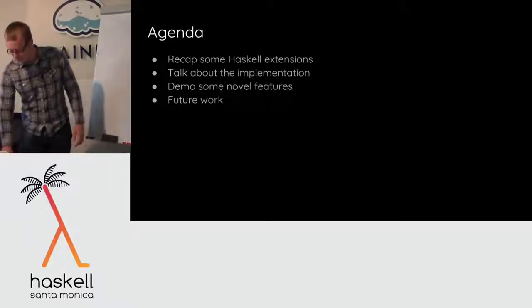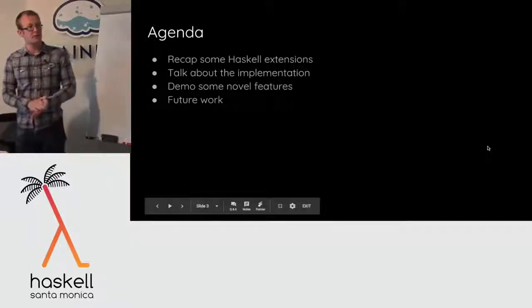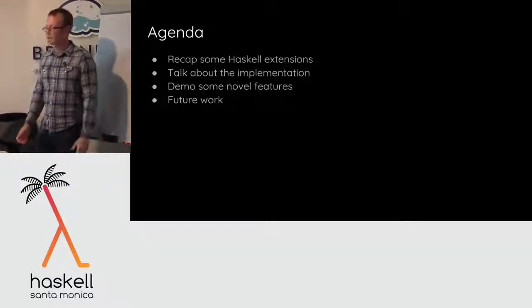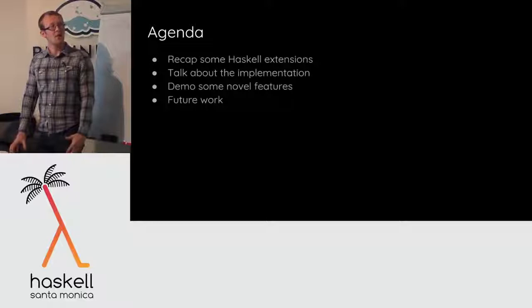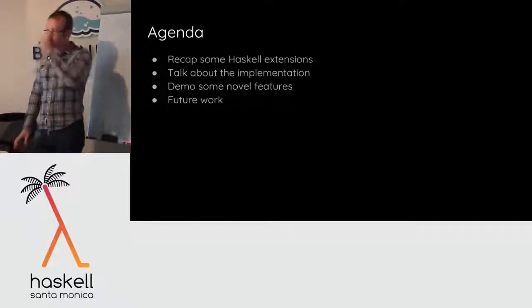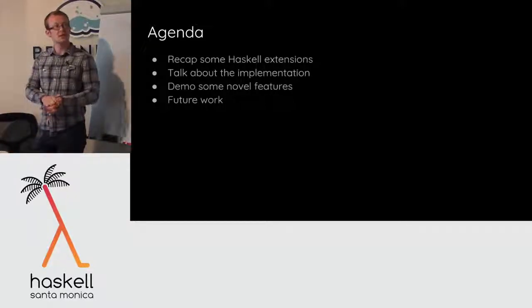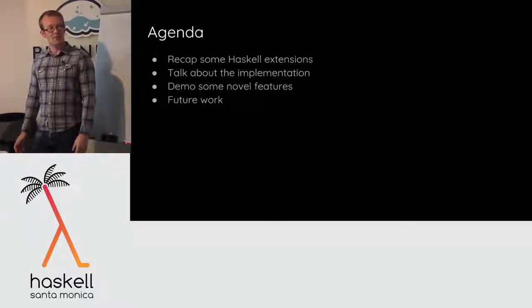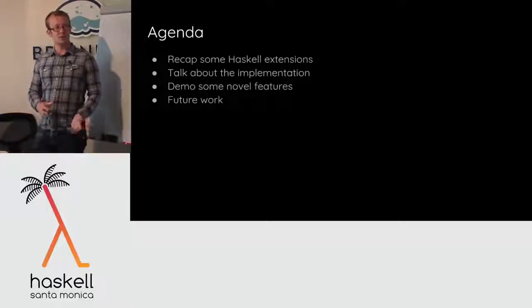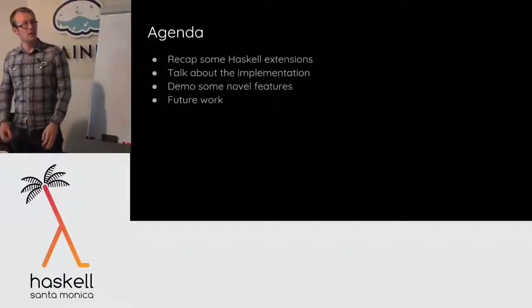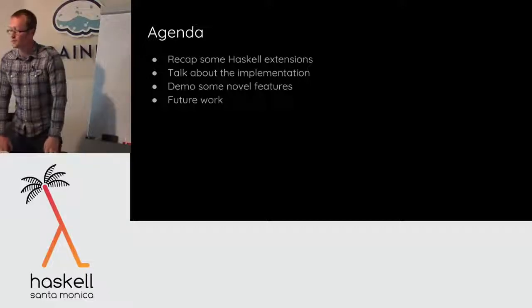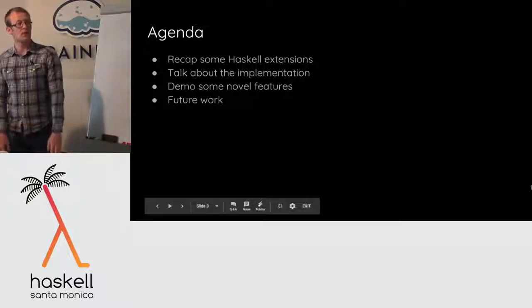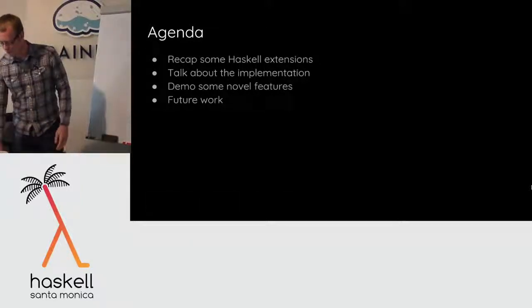Okay, so quick agenda. I'm going to recap some Haskell extensions. Some of them are pretty common, some you might not have seen in a while, so we'll just go over them. Talk about the implementation of the type system a little bit, and how those features get implemented at a high level in the PureScript compiler. I'll give a couple of quick demos of some features that we have in PureScript that we don't have in Haskell. And then I'll talk a little bit about some ideas for type system features that we would like to add, ideally before a 1.0 release.